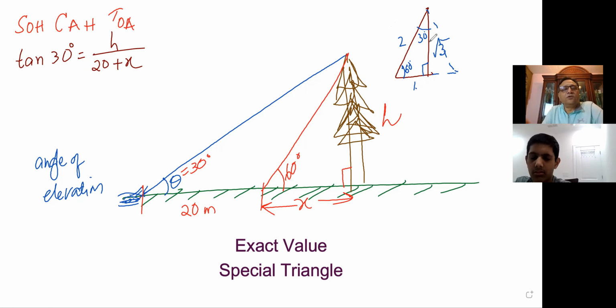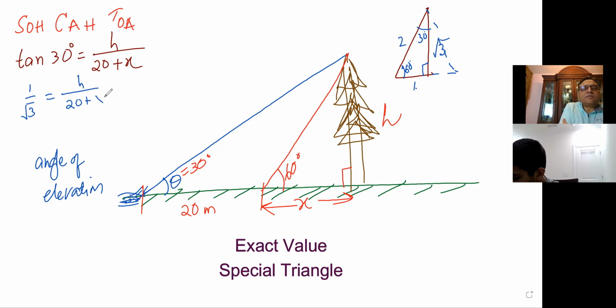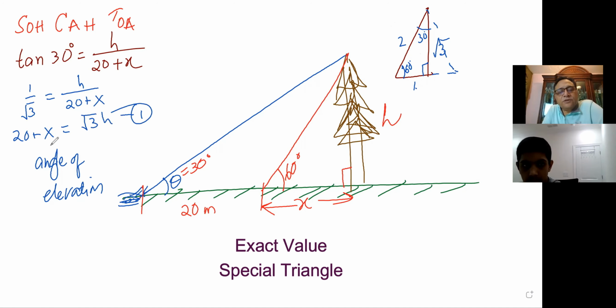So from here, you know tan of 30 is, oh sorry, 1 over square root 3. So you can cross multiply, you get 20 plus x equals square root 3 h, right? So we have one equation.